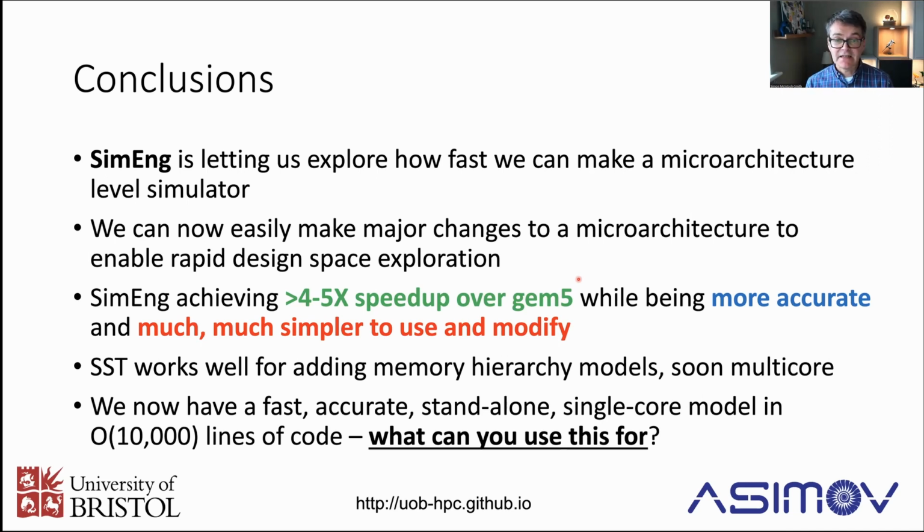We're using SST for a memory hierarchy, and that's working well. We're going to try and get multi-core working over the next couple of months. We're going to try and get multi-core running in parallel, so model 1 core per real hardware core, and see how we can get that going. So we basically now have a really fast, accurate single core model. The actual base software for the out of order model is about 10,000 lines of C++, that order, might be 12,000 lines, fairly straightforward C++.